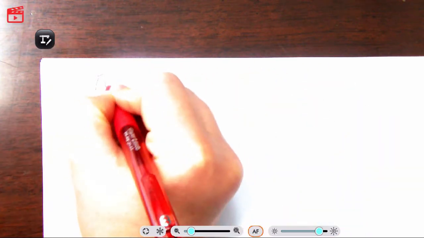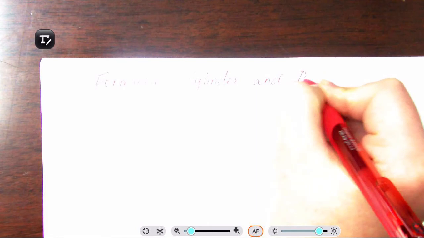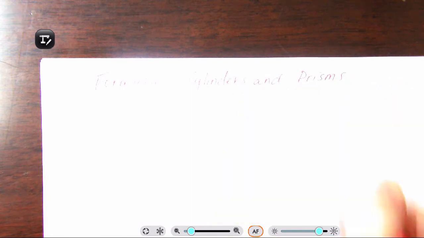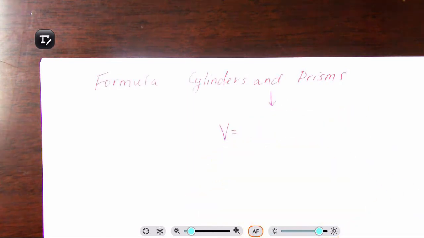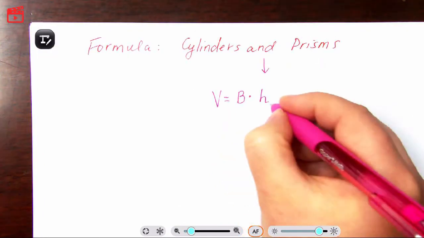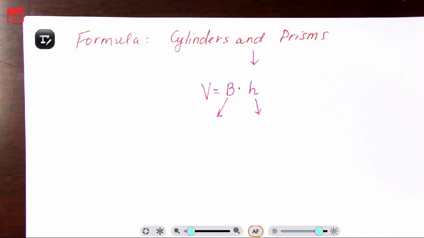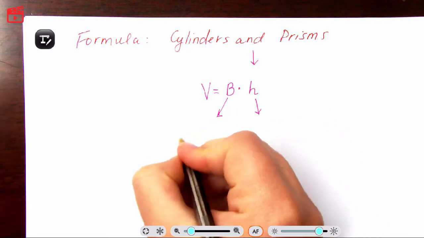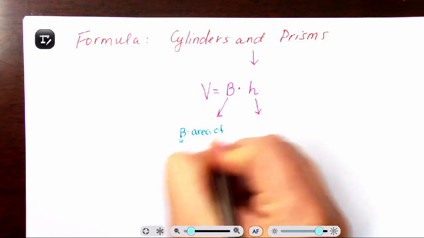Okay, there is one formula for both cylinder and for prism. And that is the volume is equal to the area of the base times the height of the prism. So the capital B, you must write it as a capital B. If you write it as small b, that's a big no-no. Capital B means area of the base.